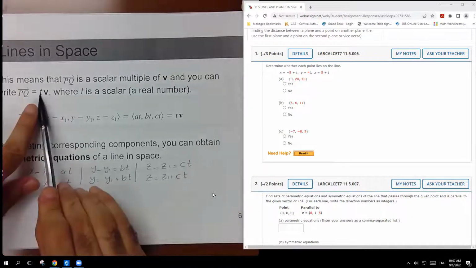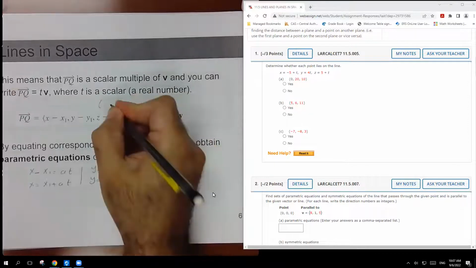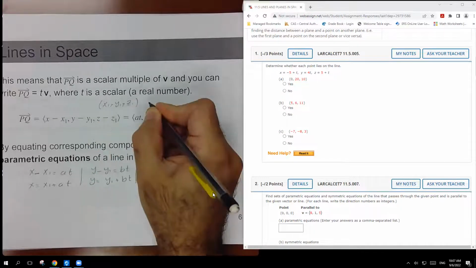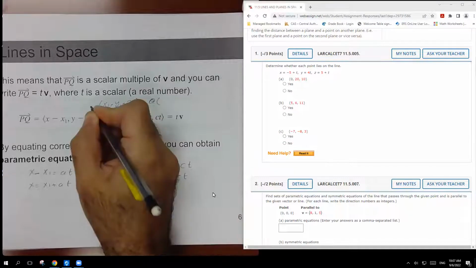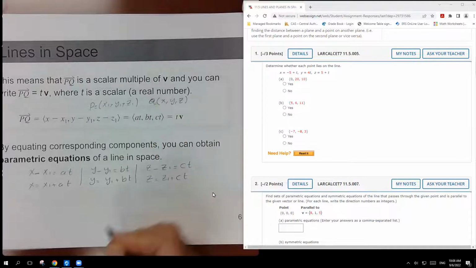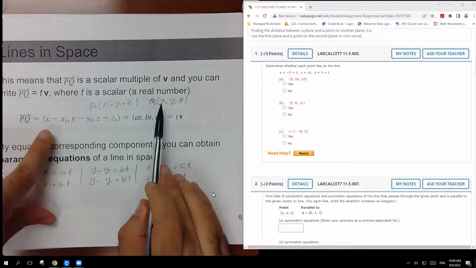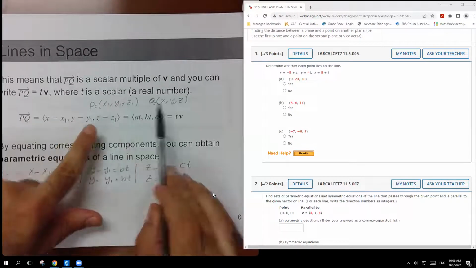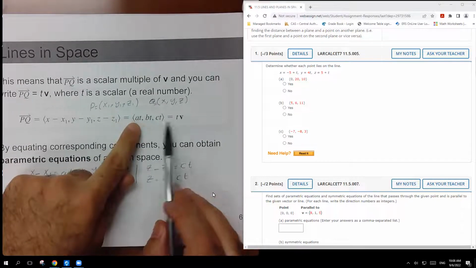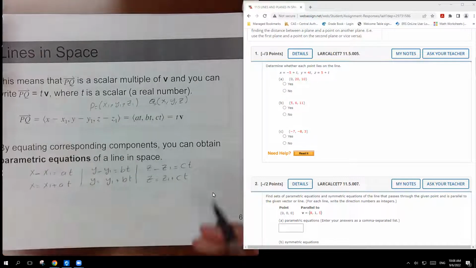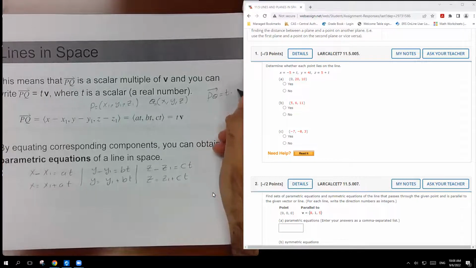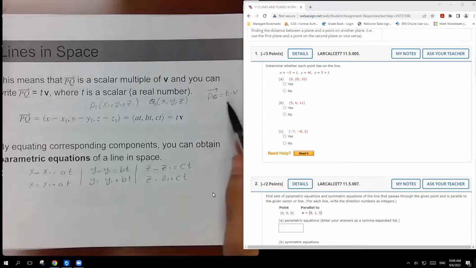Now let's just extend that. PQ are 2 points. P is X1, Y1, Z1, and Q is the point X, Y, Z. So PQ is X minus X1, Y minus Y1, Z minus Z1, which is the line, equal to the vector V, which is A, B, C, times T. So this is exactly the same thing: PQ equals T times V.